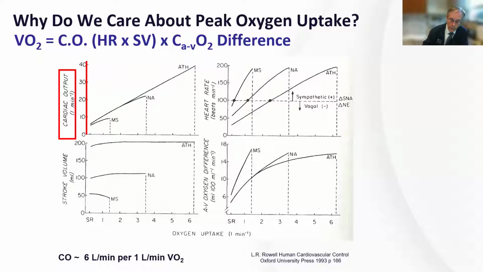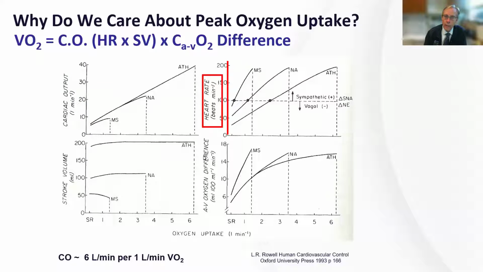So oxygen uptake and cardiac output are linked through the stroke volume, and the AV difference, as well as the heart rate. These are the components of what makes up cardiac output. And you can see somebody with heart disease, this is mitral stenosis, this is a normal person, an athlete, go up very high in cardiac output, but also very high in oxygen uptake.